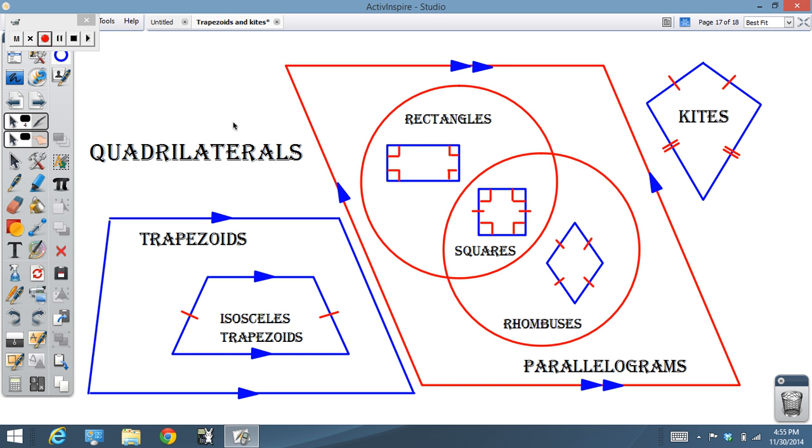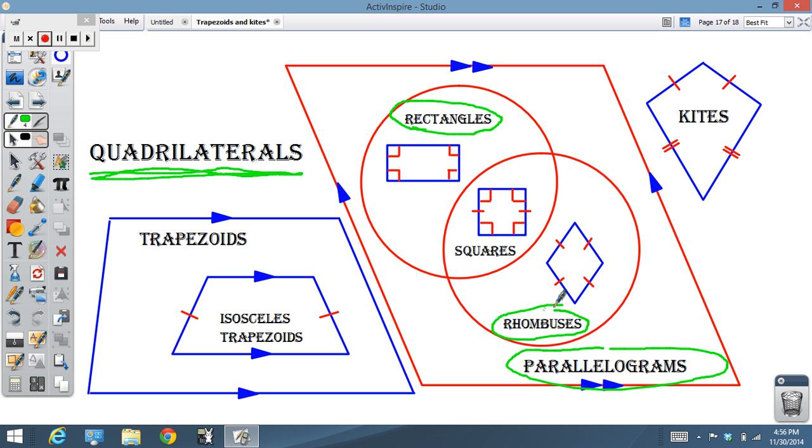Okay, so quick summary. Here's where we've been the last few days. We've learned about all kinds of quadrilaterals. Quadrilaterals are four-sided polygons. And out of all the quadrilaterals in the world, we have learned about 3 different sets of quadrilaterals. We started with parallelograms, and we learned about rectangles, which are parallelograms with congruent angles. We learned about rhombuses, which are parallelograms with congruent sides. Squares, which have properties of both rectangles and rhombuses.